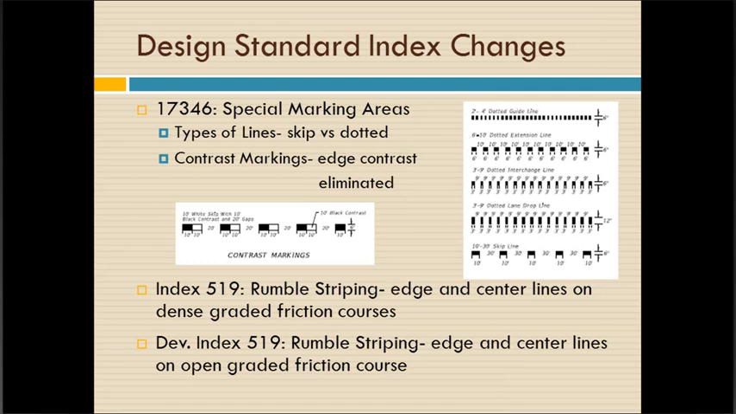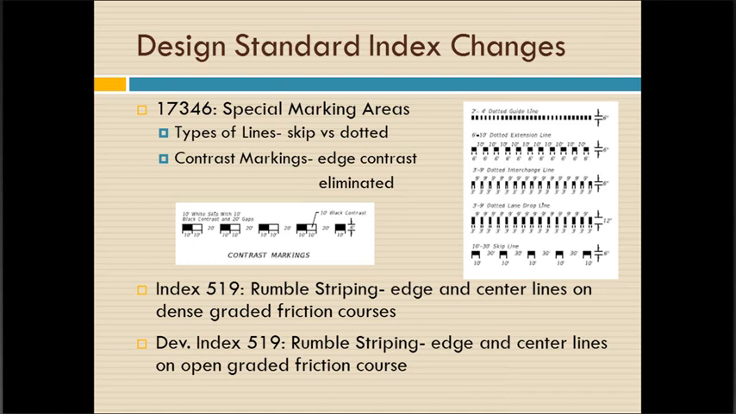Okay, let's talk a little bit about the index changes. When you've opened the bulletin for rumble striping, you'll notice that there's 2 design indexes that relate to rumble striping. The first is index 519. Now, when we get into rumble striping, this is kind of another reason why maybe it's been a little bit delayed.